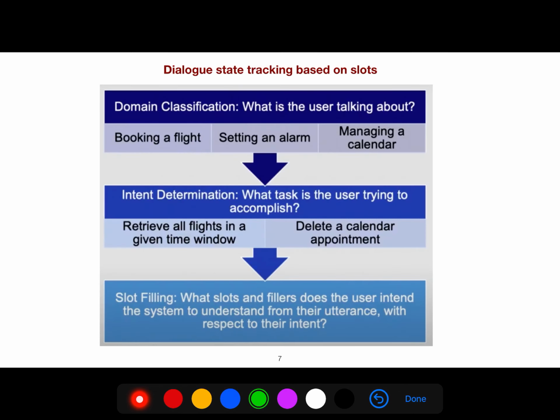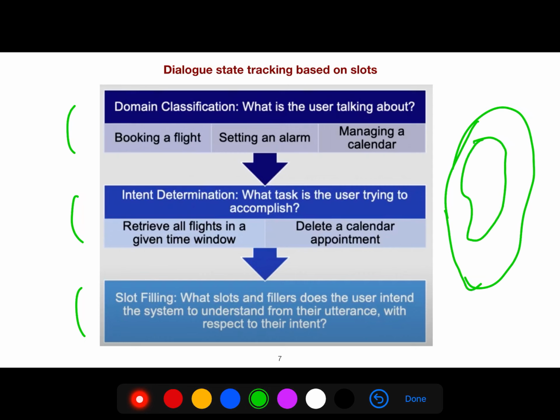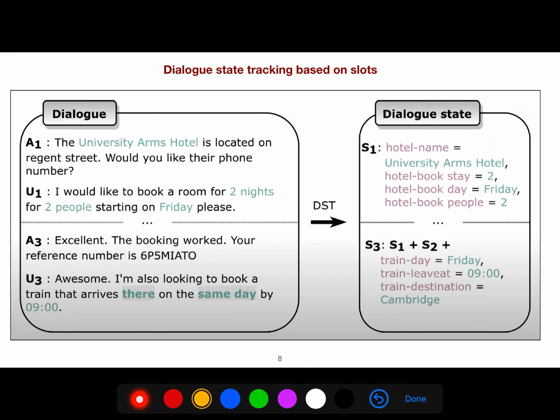So for dialogue state tracking, this is just one approach that people use: domain and intent and slot, but you can also go beyond this slot level. You don't even need to use this methodology, but it's very common to use. So we go from domain, and then you go to the intent. This is the intent, and you go down to the slot filling. So you go from very abstract things to very concrete things. And the dialogue state tracking is like this.